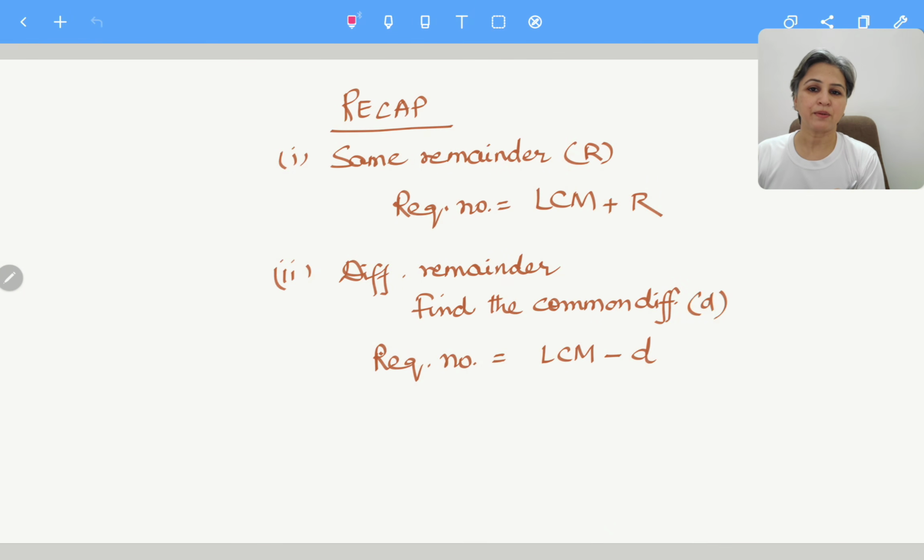So just a quick recap. If it is the same remainder, the required number is equal to the LCM plus the remainder. If you have different remainders for each divisor, find the common difference. The required number will be equal to LCM minus the common difference. Now what if the difference is not common? It is different. It is not constant.